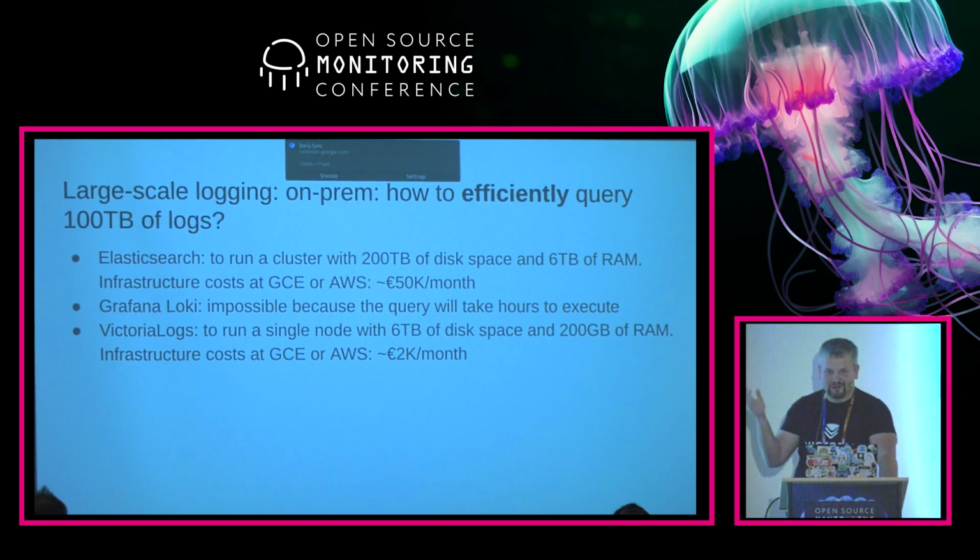And VictoriaLogs is much more efficient on this scale. It can handle 100 terabytes of logs on a single node with 6 terabytes of disk space, because it compresses data much better than other systems, and with much lower amounts of memory. And such infrastructure will cost, obviously, much less compared to Elasticsearch, up to 30 times less.